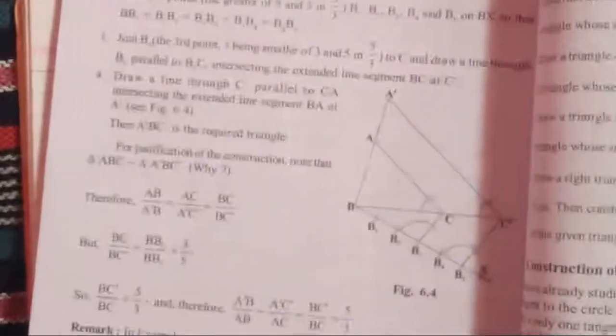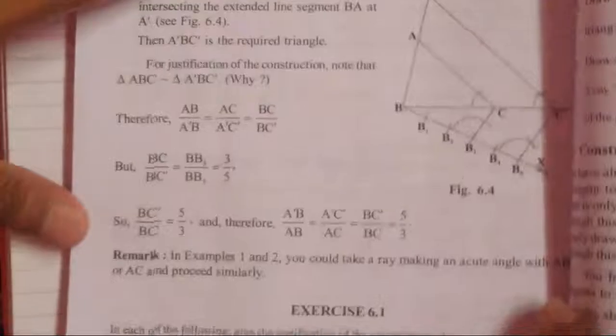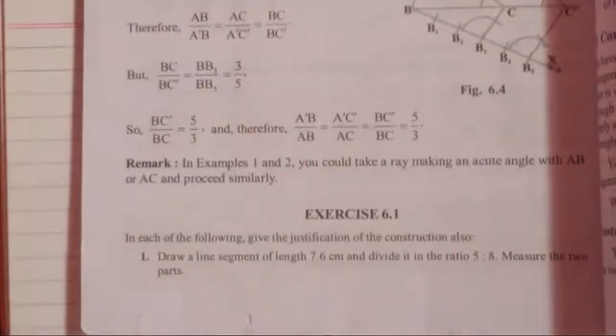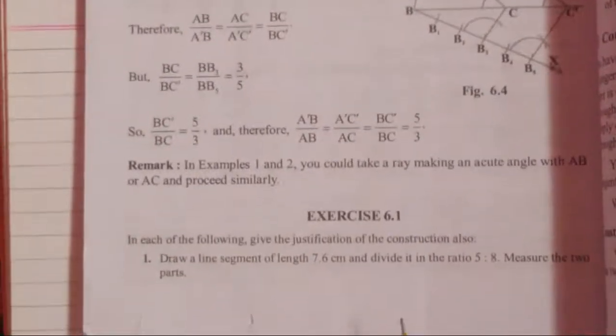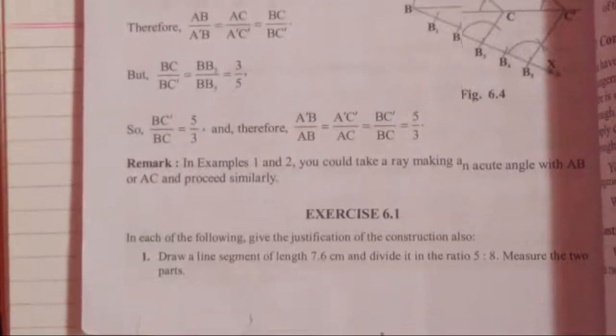Now in this class we are going to learn how to construct similar triangles. Based on the given data we have to construct some triangle. In that, the first question is: draw a line segment of length 7.6 centimeter and divide it in the ratio 5:8. Measure the two parts. What is given?